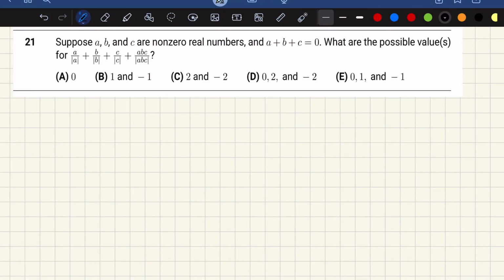General tips for solving problems of this type. We're looking at question 21 from the AMC8 in 2017. Suppose A, B, and C are non-zero real numbers and A plus B plus C equals 0. What are the possible values of this?